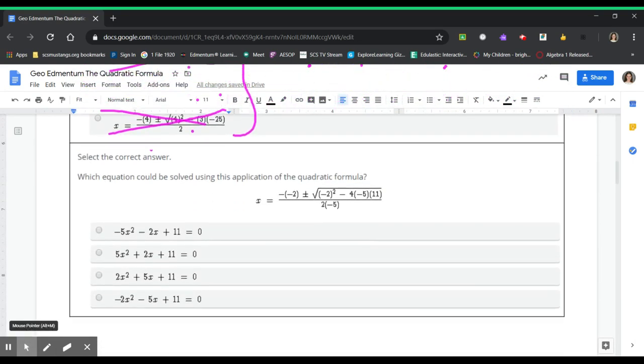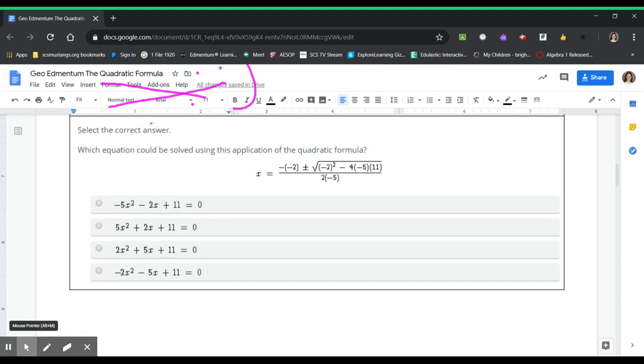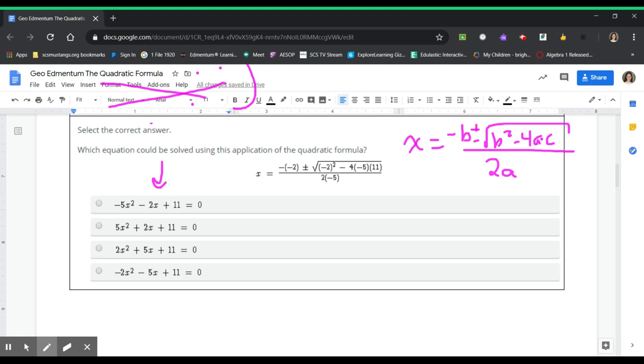Looking at the next problem, which equation could be solved using this application of the quadratic formula? For this one, you need to take what you know about the quadratic formula, x is equal to the opposite of b plus or minus the square root of b squared minus 4ac all over 2a, and figure out what the a, b, and c values are to plug into one of those equations there. So if I'm looking here, this value right here matches up with this one right here. So that tells me that my b value is going to be equal to a negative 2. While we're doing this, we need an a value, a b value, and a c value.